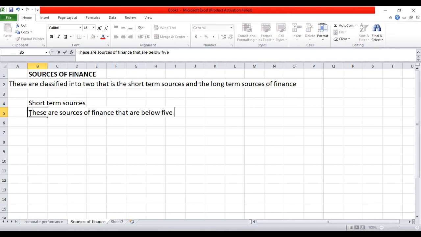below 5 years. In finance, unlike in accounting, any source that is below 5 years, we recognize it as a short-term source. As long as a source is going to be used in a period that is below 5 years, that one is classified as a short-term source of finance. So they include bank overdraft.